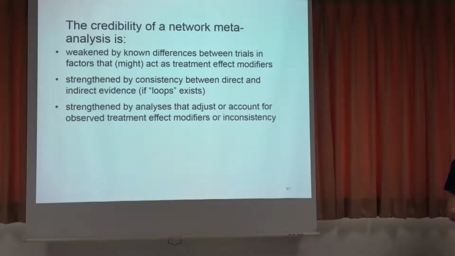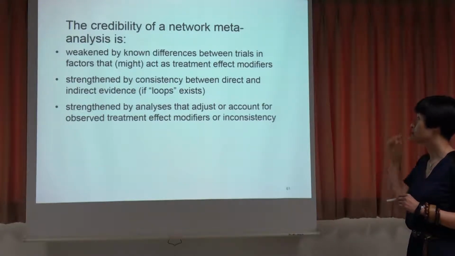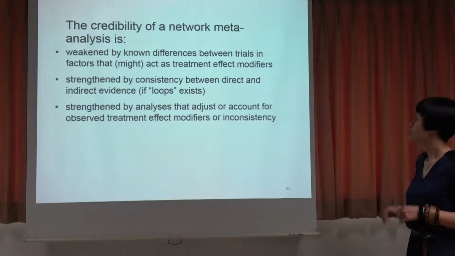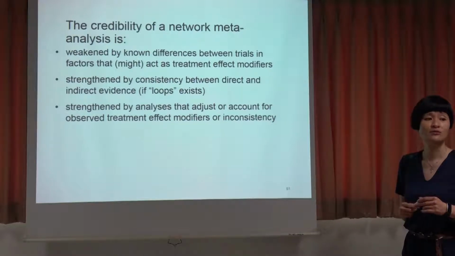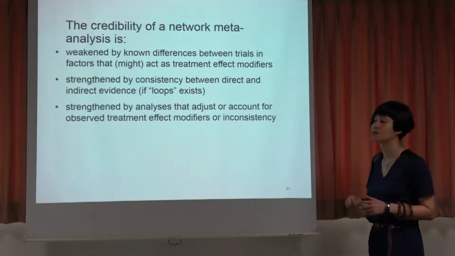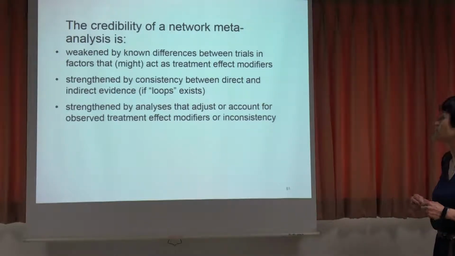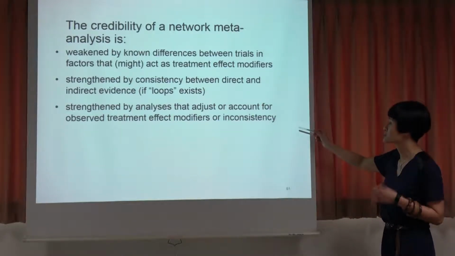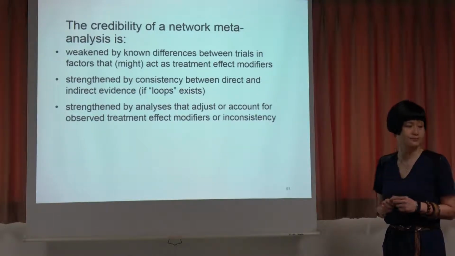not consistent. The credibility of network meta-analysis can be weakened by known differences between the trials that might act as treatment effect modifiers. So we've covered that. It can be strengthened by consistency between direct and indirect evidence. It can give you confidence that your results are robust if the loops exist and if you can demonstrate that. And it can be strengthened by analysis that adjusts or accounts for observed treatment effect modifiers and consistency. So you can carry out regression analysis. You can adjust for them within your network meta-analysis to give you more robust results.